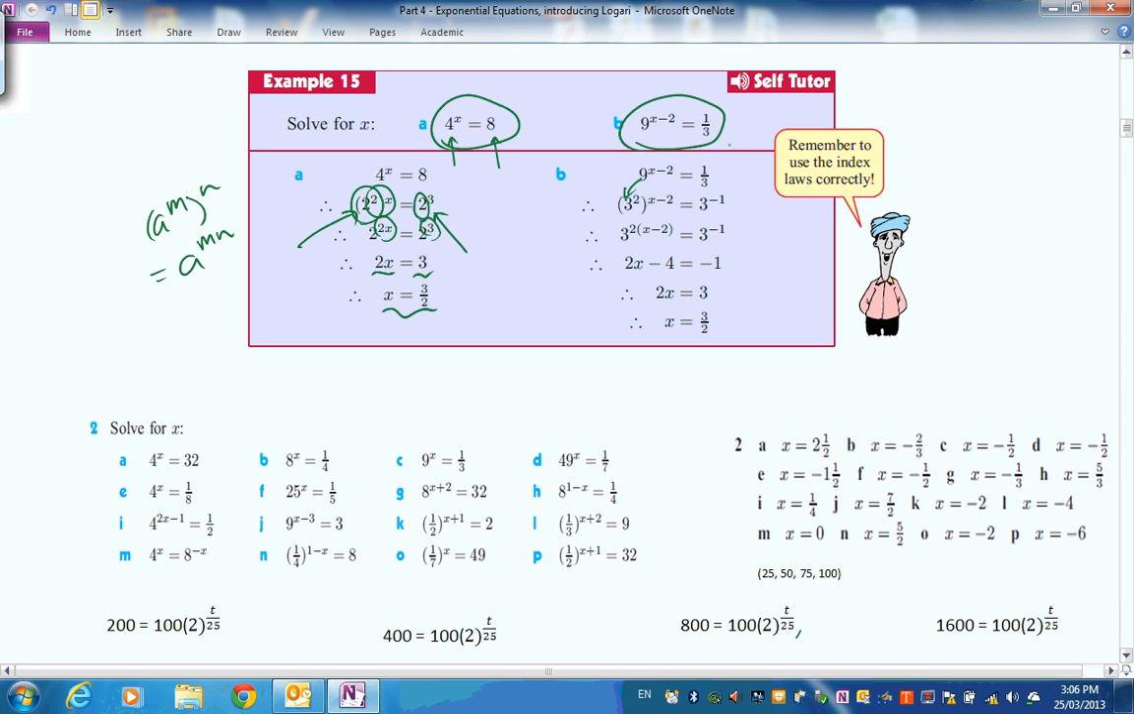9 is 3 squared. And a third is 3 to the neg 1. Now, look out, we have a power raised to a power. Come over here, you've got to multiply those powers together. Look at the bracket, it's going to be 2x take 4. Don't forget to double the 2 in there. These are the 2 powers. Must multiply them carefully, and then we'll equate the 2 powers and solve the equation. Adding 4, neg 1 plus 4 is 3, and then dividing by 2.